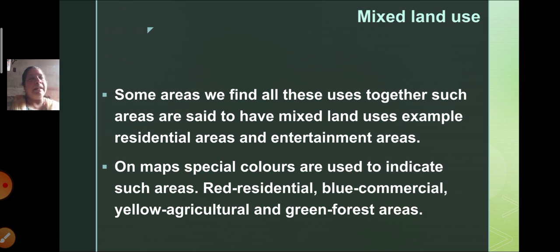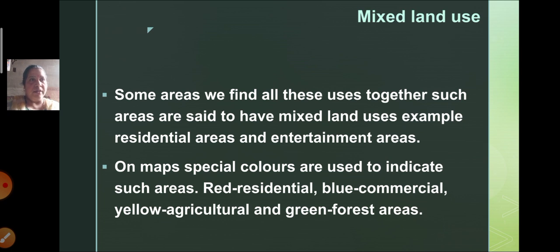Example, mainly in the residential areas and the entertainment areas. Now if you want to show a map having the mixed land use, what are we going to do? We are going to use special colors to indicate such areas. For example, in red color we can show the residential area, in blue color the commercial area, in yellow color the agricultural area, and in green color the forest area. So this is how we can show the mixed land use in a particular map.